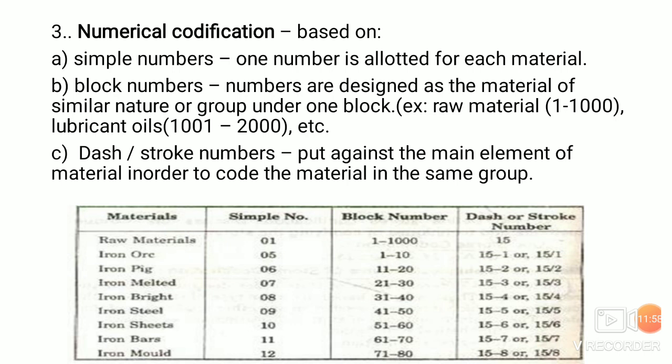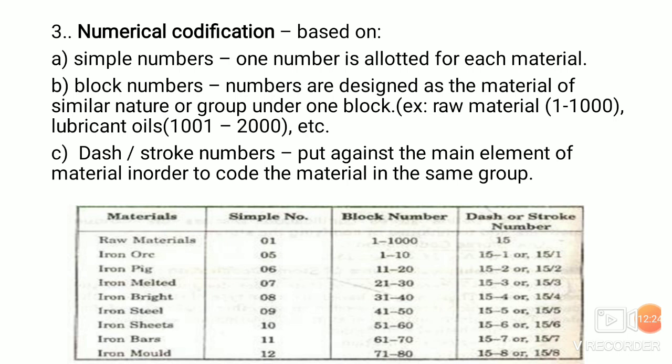The next one, block number, is designed so that materials of a similar nature or group come under one block. For example, if there are more than 1000 raw materials, we mention 1 to 1000 as raw material in a store. Next, iron ore is 1 to 10, iron pig is 11 to 20. Likewise the block numbers are given for similar materials.